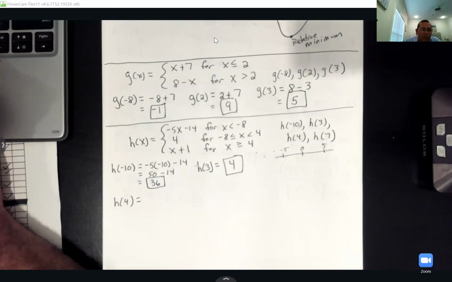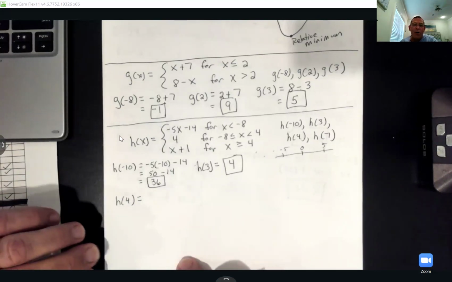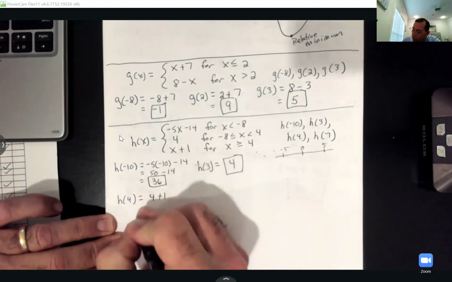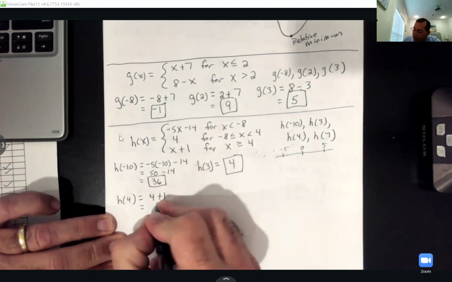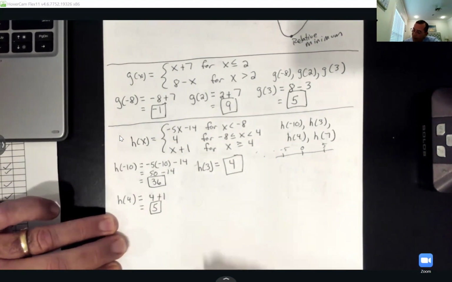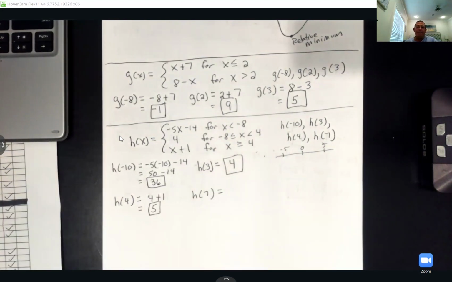So I'm getting x plus 1, good job. Definitely the x plus 1, because of that equals on that. So the third one. So y'all, on that one, we got to put our 4 in for the x. So we get 4 plus 1, which will give us a 5.